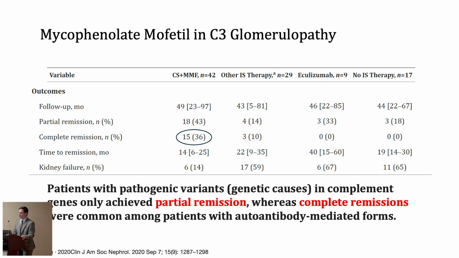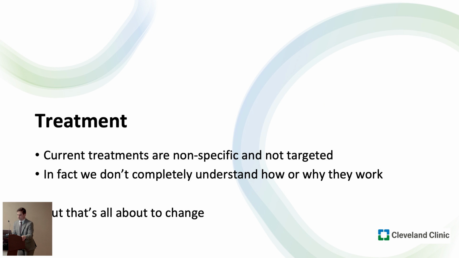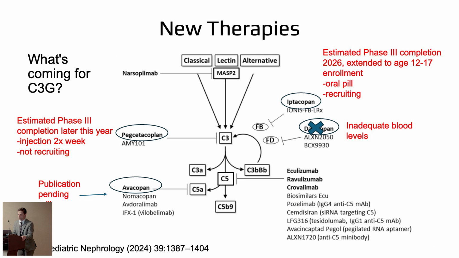And you might say, well, why wouldn't rituximab work? If that's targeting B cells that make antibodies, shouldn't that work? And we haven't even been able to show that easily. So it's really not even clear why that drug works. So current treatments, again, are not specific. They're not targeted. They're not designed or created for C3. In fact, we don't even completely understand how or why they work. And mostly this is because we have so few patients. But that's about to change.